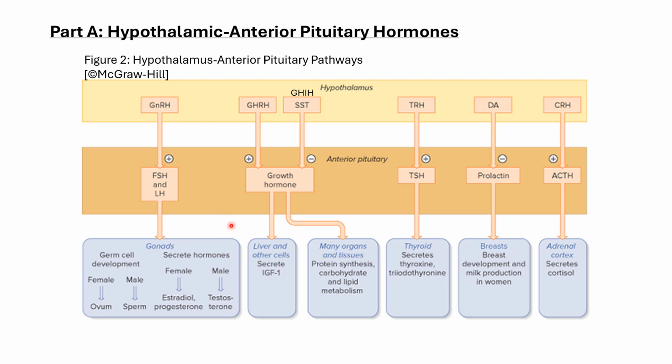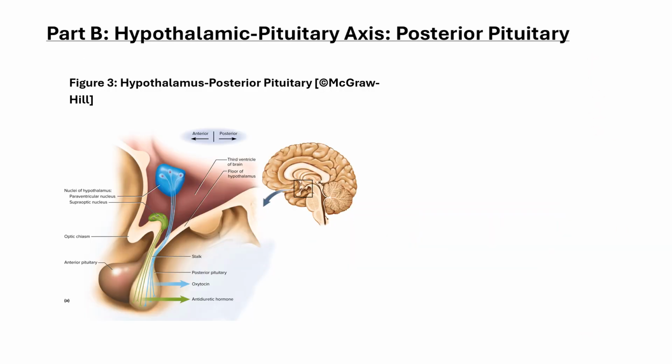In your lab exercise, you will find certain boxes or charts, and you have to fill in these pathways. You can take help from this image, and you can also take help from your textbook. We have discussed the hypothalamic anterior pituitary axis. Now let's talk about the hypothalamic posterior pituitary.